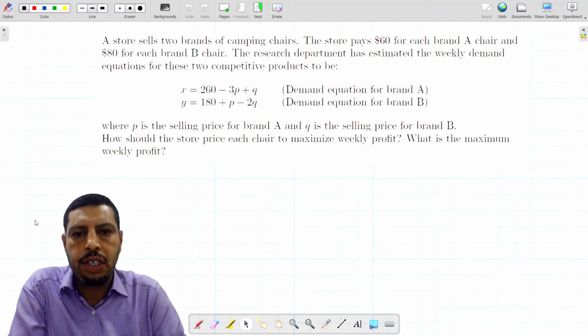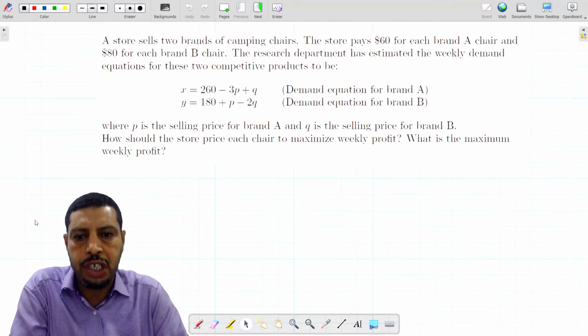Welcome to this activity, which is an application to economics. Here we're going to optimize the profit function given the demand equations for two types of chairs. So the store sells two brands of company chairs. The store pays $60 for each brand A chair and $80 for each brand B chair.